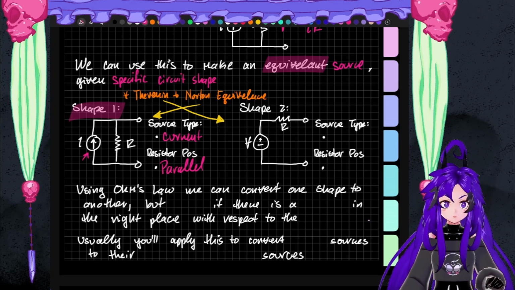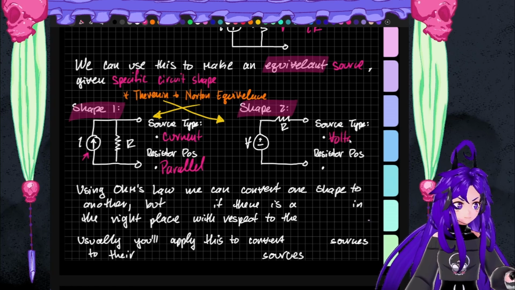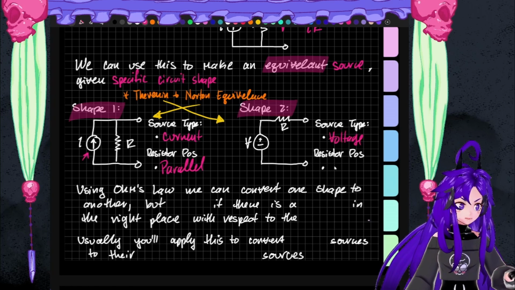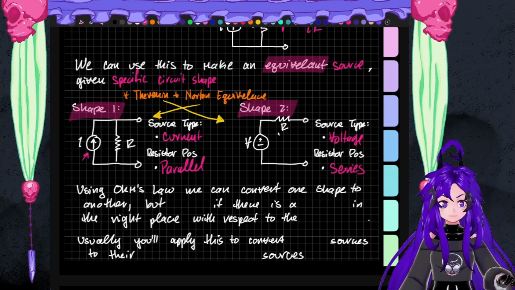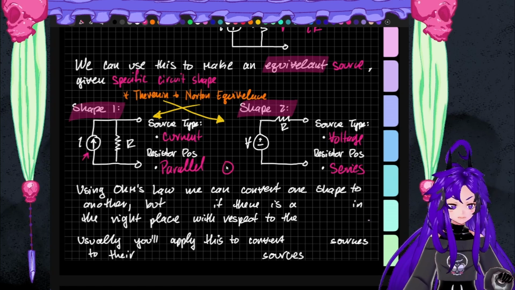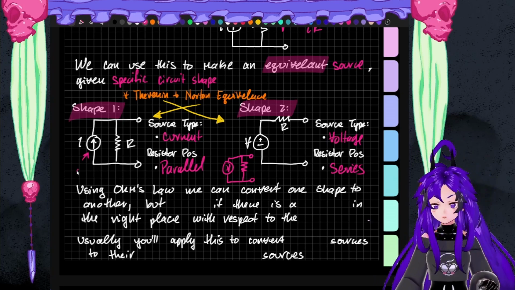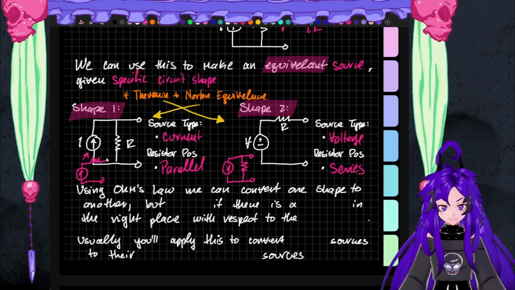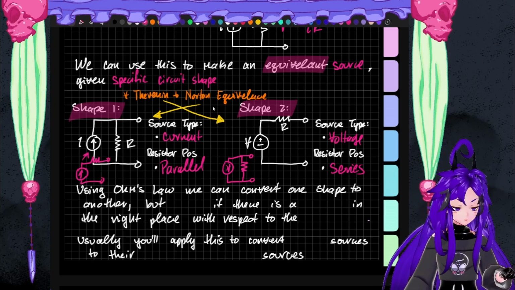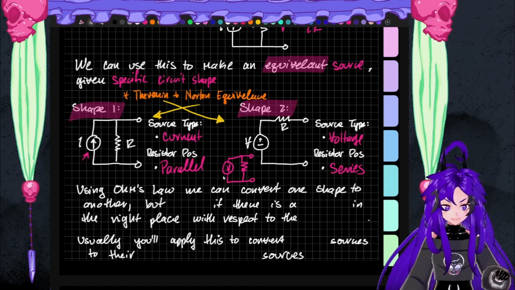In shape 2, the source is a voltage source, and the resistor is in series. So, if you have a voltage source and only a parallel resistor, you cannot do this. If you have a current source and a series resistor, you cannot do this. It has to be these two, okay? And they convert between these two, okay?